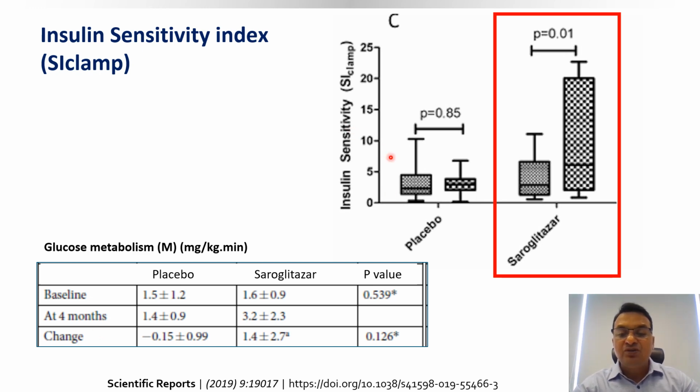And then after 4 months, the euglycemic clamp was repeated to see the change in insulin sensitivity index and glucose disposal rate. As you can see here, no significant change was observed in the placebo arm on insulin sensitivity index, but there was significant improvement in insulin sensitivity index after 4 months of treatment with saroglitazar compared to baseline. Also, you can see here the effect on glucose disposal rate. The glucose disposal rate of 1.6 at baseline significantly improved to 3.2 after 4 months of treatment in the saroglitazar arm.